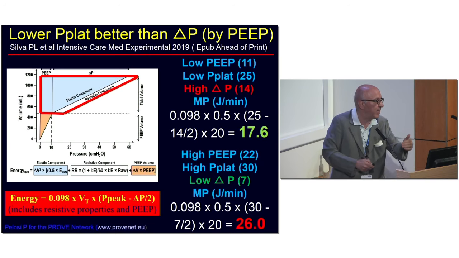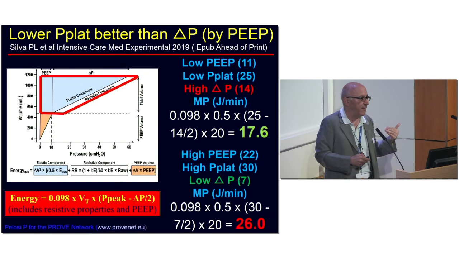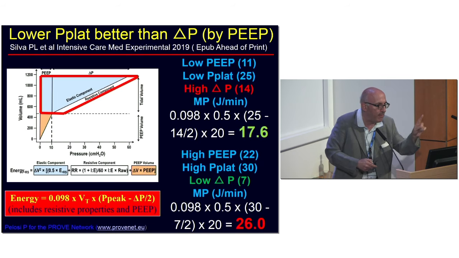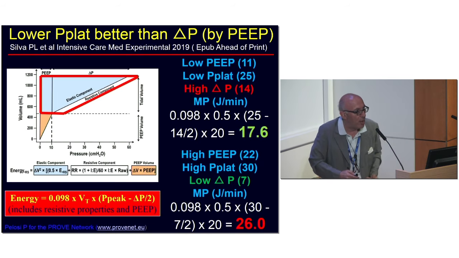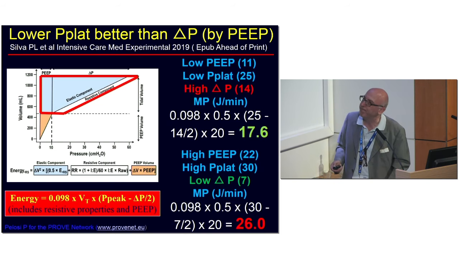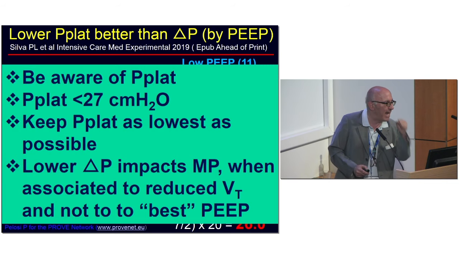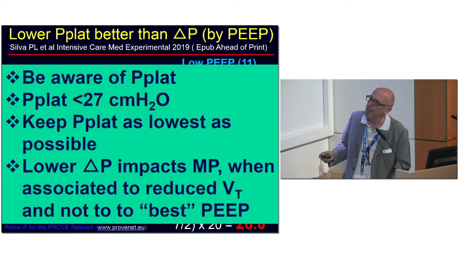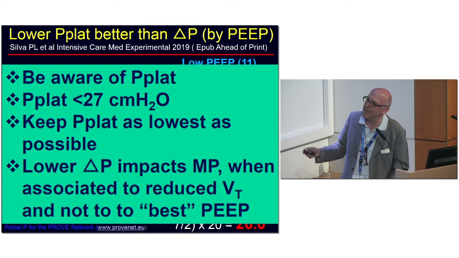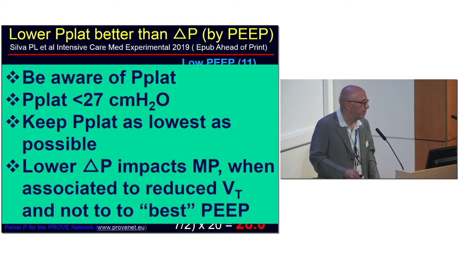If at 6 or 7 milliliters per kilogram ideal body weight, driving pressure is higher than 15, we should reduce the tidal volume. But this is not the same if you reduce the driving pressure by optimizing the PEEP. This, I think, is a very important concept. So be aware of the plateau pressure, which plays a major role in the energy that you are giving. Keep the plateau pressure as low as possible. Lower driving pressure impacts mechanical power and energy when associated with a reduced tidal volume and not when you are setting the best PEEP.